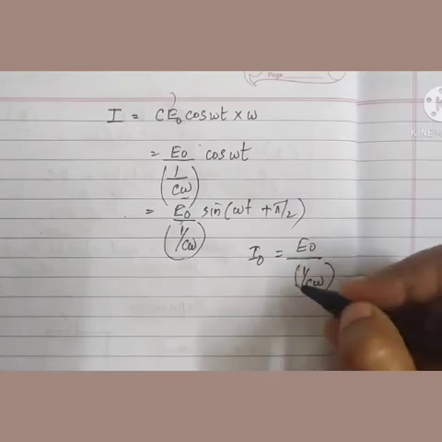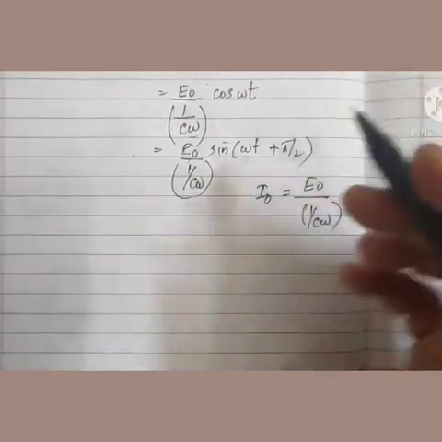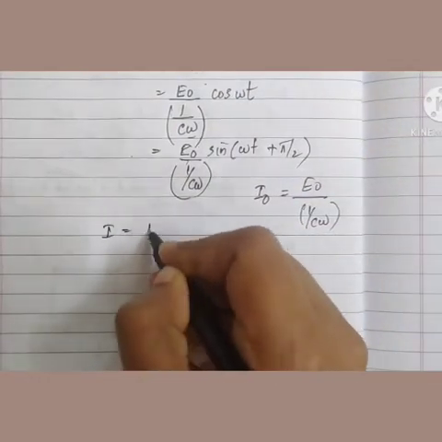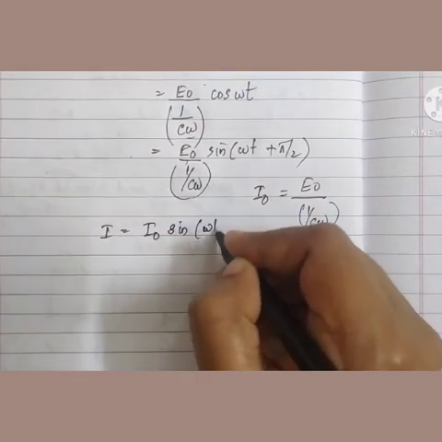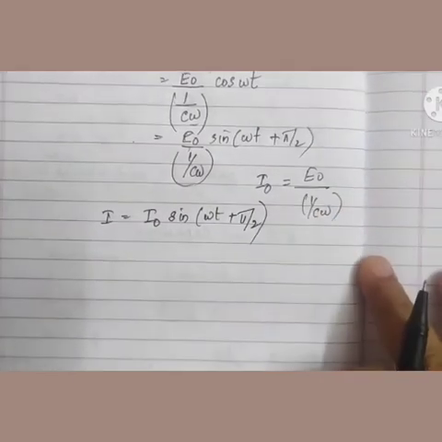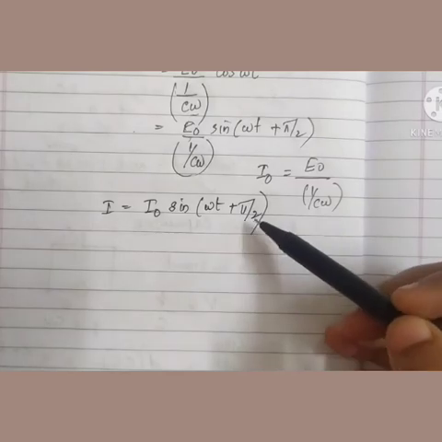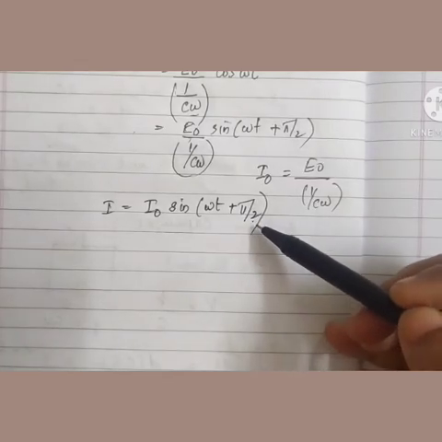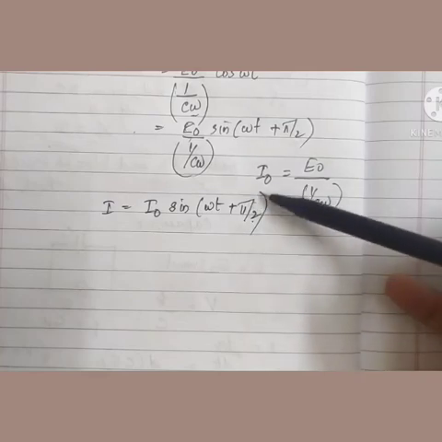Okay, E naught by 1 by C omega. So this expression you can change like I is equal to I naught into sin omega t plus pi by 2. Clear? So in this expression, it is clear that here the current leads EMF by a factor of pi by 2.